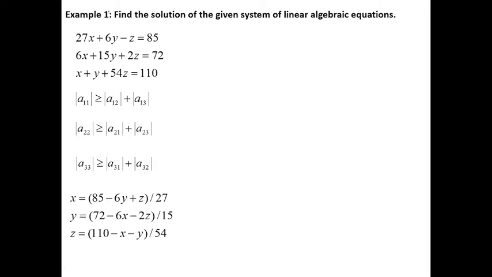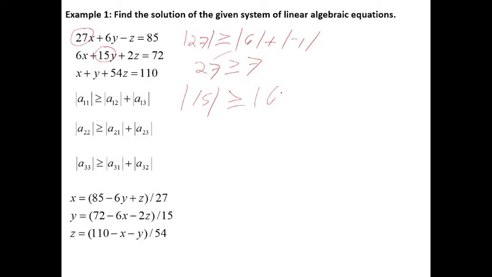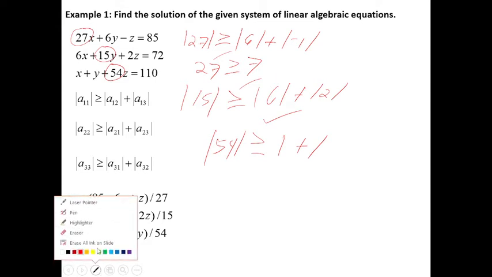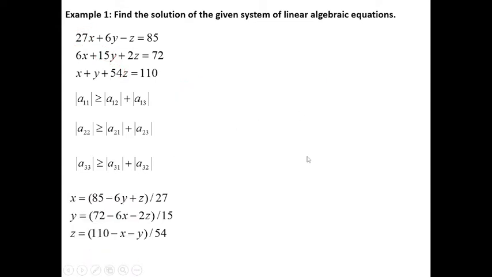Now, actually, it is diagonally dominant, right? So this is 27, no? Greater than or equal to 6 plus negative 1. So absolute value of that is 1, right? So 6 plus 1 is 7. So okay, how about this? 15. 15 greater than or equal to 6 plus 2. Okay, how about this? 54. 54 greater than or equal to 1 plus 1. Okay. No? So, it's diagonally dominant. Okay.